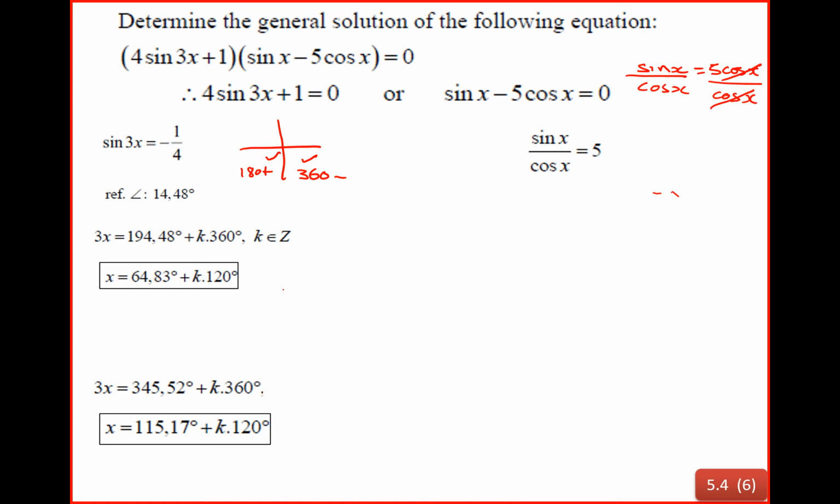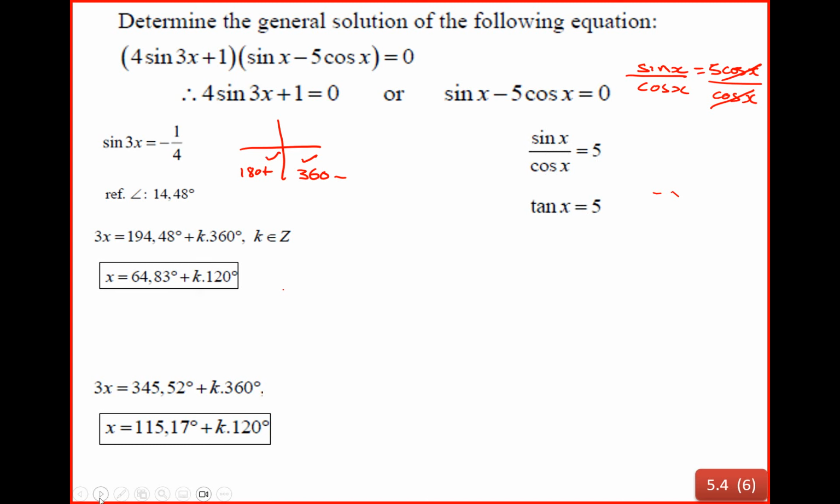And the reason is, we know that sine x over cos x is equal to 5, and we can rewrite sine x over cos x as tan x. So we can now conclude that tan x is equal to 5. So remember, whenever we have sine over cos, that can be written as tan.